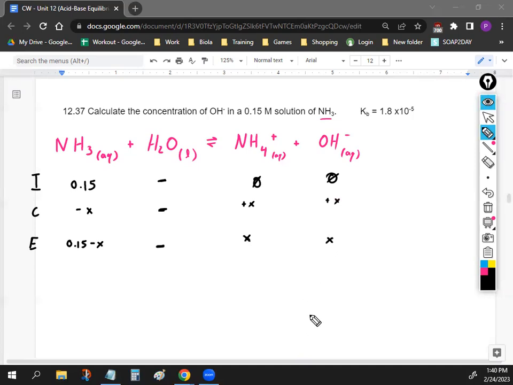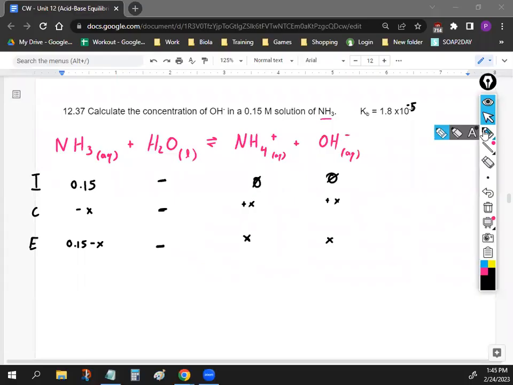All right, so we got our ice table, and then from here, I'll give you guys about 2 minutes to finish up the calculations. I want you guys to calculate the concentration of OH minus using this ice table, and you got the KB value right there. KB, if you guys can't see, is 10 to the -5. Take about 2 minutes to try that out, and then we'll go over it together.